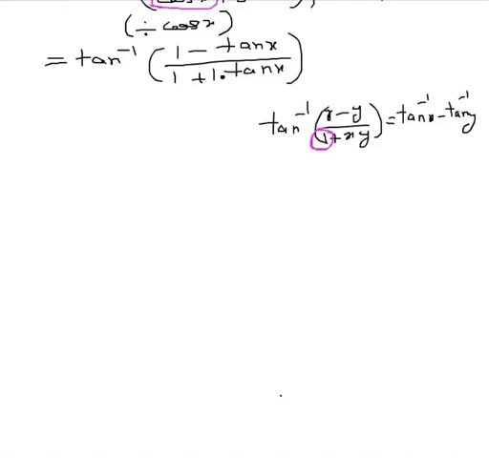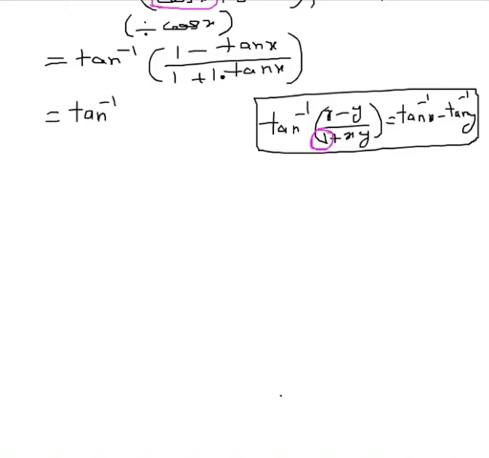And let us use this formula. So tan inverse of, in x place I have 1, minus y is tan x. So tan inverse of tan x. I am using this formula, tan inverse of x minus tan inverse of y. My x is 1, y is tan x. Tan inverse of 1 is pi by 4.